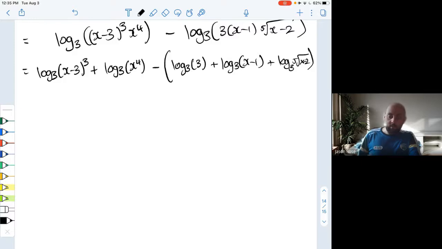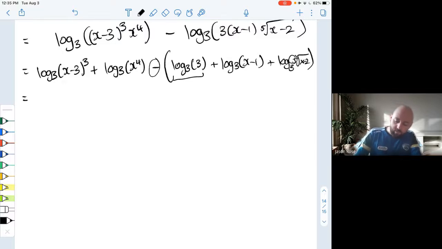Some things I'm noting here is that I have a bunch of powers that I can move down. So I think that's what we're going to do next. Actually, before I move the powers down, I'm going to do that all in the one step. This here can be simplified. The minus sign can be distributed, and that fifth root can be changed to a power of 1/5. So I'm going to do all those steps first, just to tidy it up a little bit before I continue with the log laws, okay?